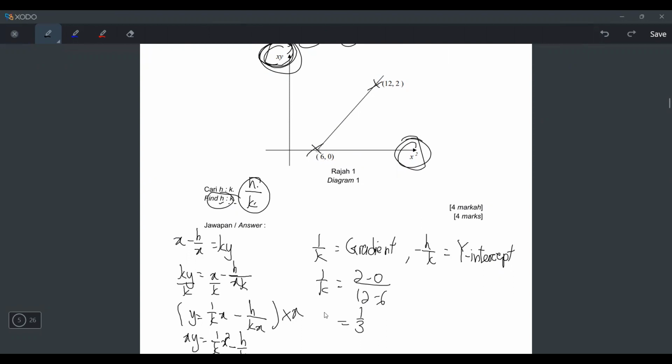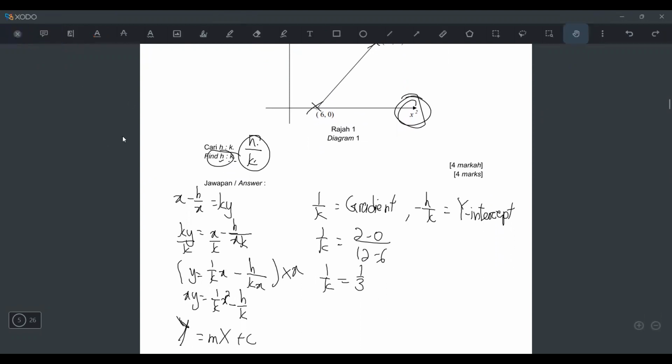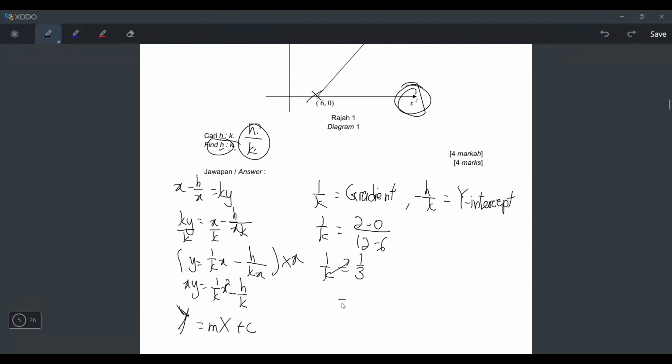So 2 over 6, 1 over 3. So 1 over k is equal to 1 over 3. And now you can darab silang, cross multiply. K times 1 is k, 3 times 1 is 3. Now I get my k value. But you can't stop here, because the answer wants h over k, not just k only. So we have to keep going.